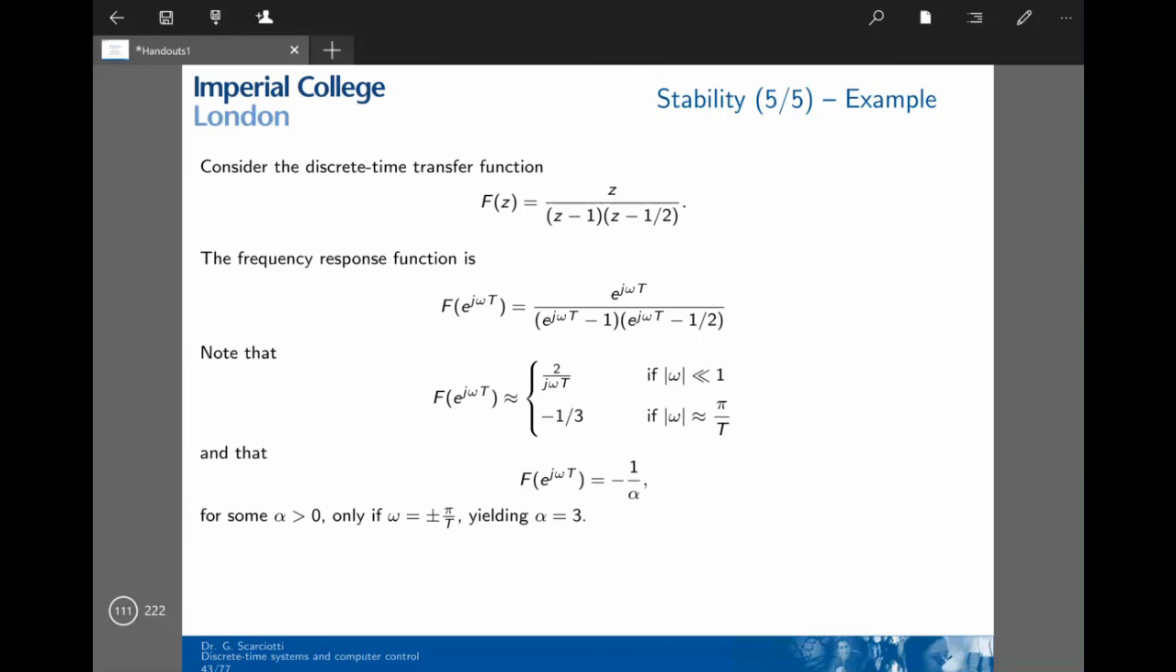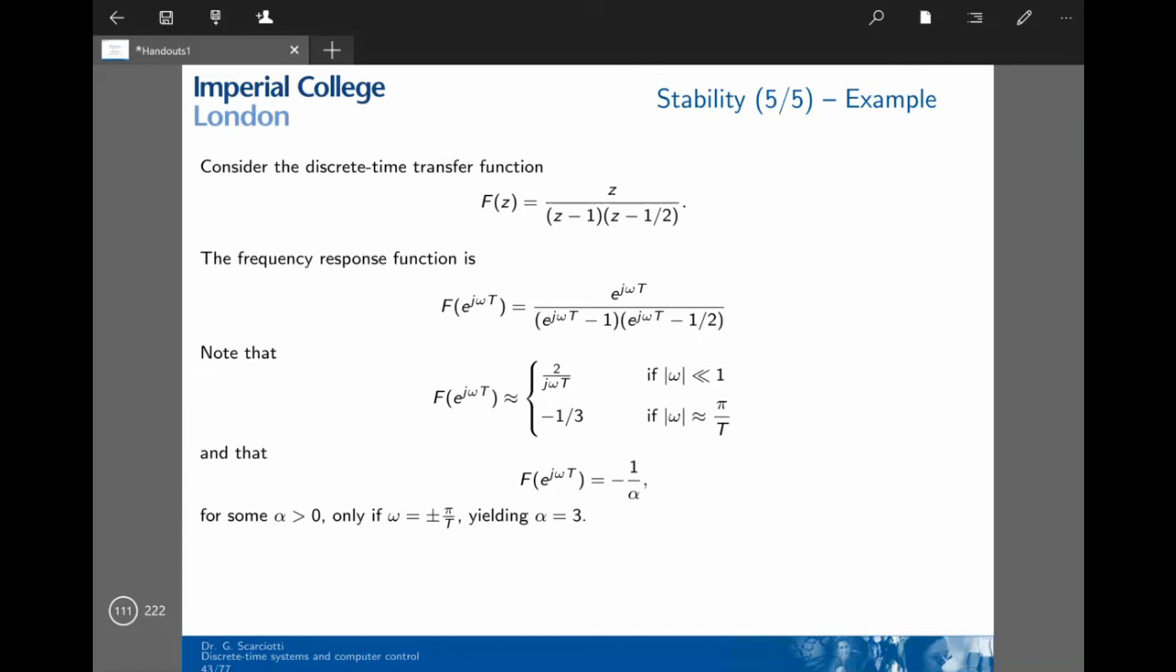There is an issue with this method, and that is that we have to sketch the Nyquist diagram. In general, this is not straightforward, especially in discrete time. If you have a computer, you can do it quite quickly. If you don't have a computer, you have to do it by hand. This becomes a bit more challenging. It can still be done, but it becomes challenging.